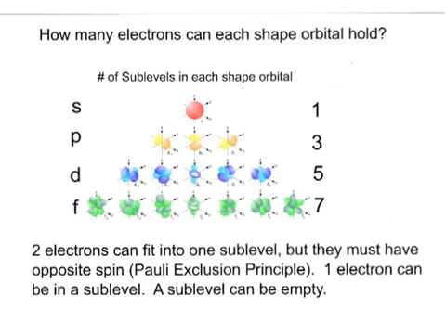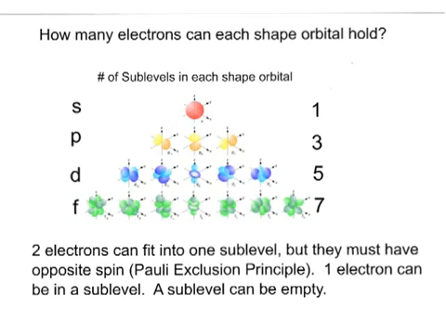So how many electrons can each shape orbital hold? Here we have our s orbital, a nice little s-shaped orbital, and the number of sublevels that it has is just 1. There are no other sublevels, it's just itself. So how many electrons would the s orbital be able to hold? I'll let you think about that for just a minute. And if your answer was 2, you are correct. It can hold 2 electrons.